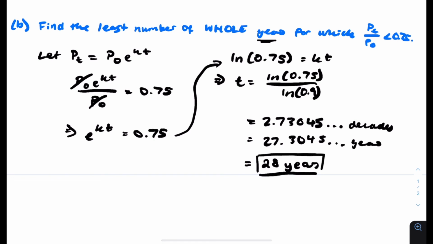And the way we can check this is just by substituting it back into the original equation. So we had this equation over here that we need to make true. So let's substitute that in. We get e to the power of ln 0.9 times 2.73. Remember, you have to put this in as decades. And that gives you approximately 0.75. So you know that by rounding up, it will be less than 0.75. So that's our answer.